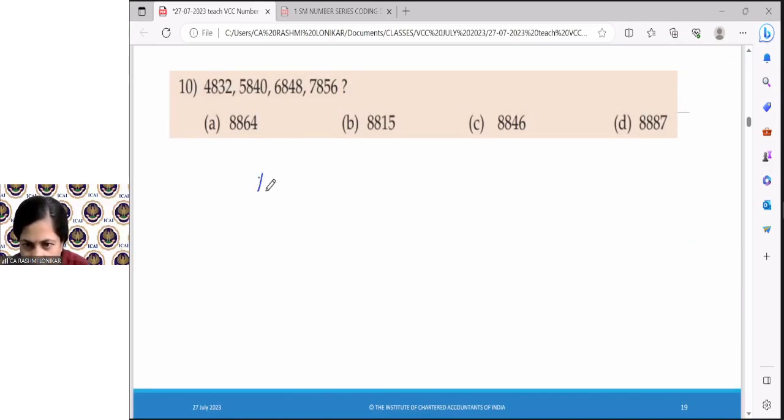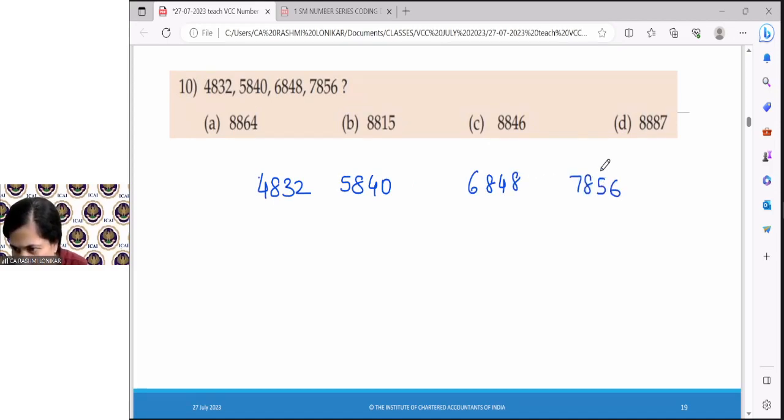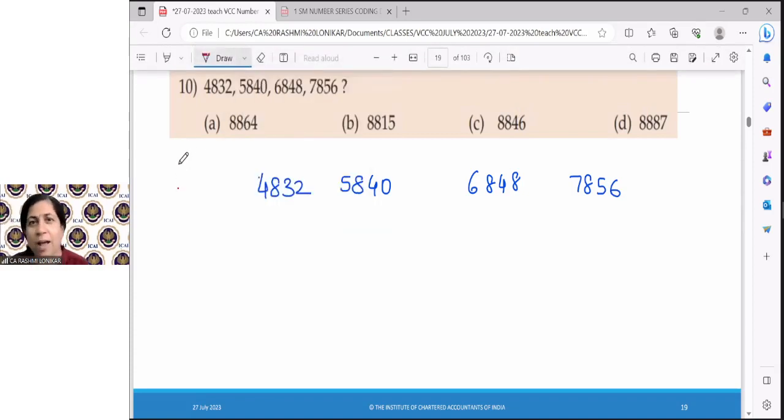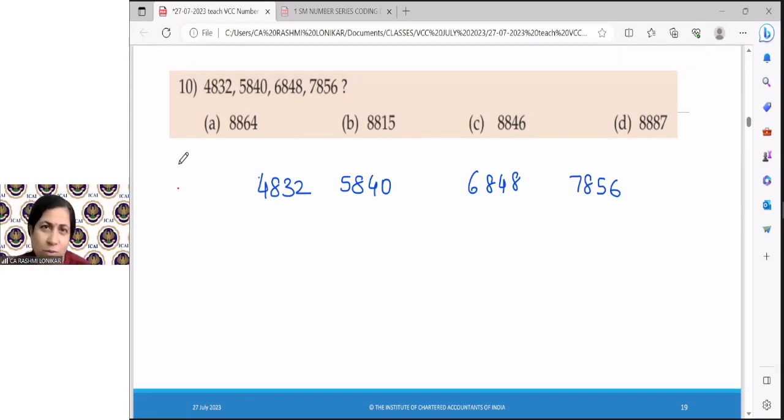Okay. So it is 48, 32, 5840, 6848, and 7856. Now, how did I find out? I have tried the sum many times and then I have got the answer. Okay. So it is the same thing for everyone. Can you see here? This is 48, this is 58, this is 68, this is 78. Because this is a huge sum. Had I found out the difference, I would not have got the answer. So I am doing this 58, 48, 58, 68, and 78.